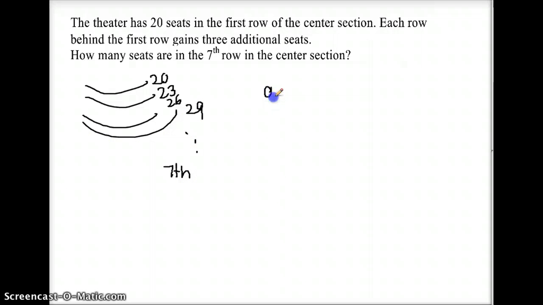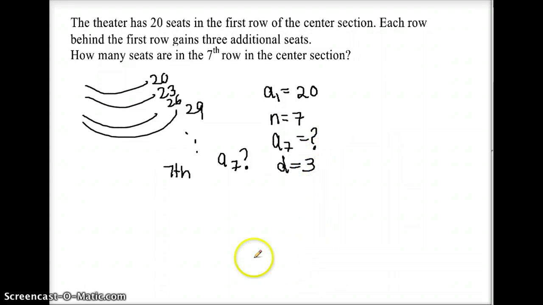So we know that A1, the first row, is going to have 20. We want to know how many seats there are when n equals 7. So we want to know A7, that's what we're looking for. So A7 is a question mark. And D, which is how much it increases by each time, it gains 3 additional seats when you go back each row. So I'm going to plug that into the formula.